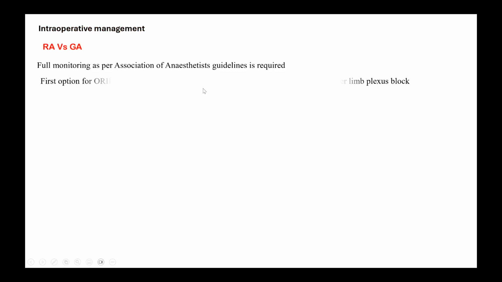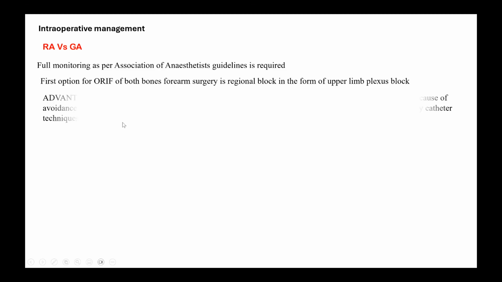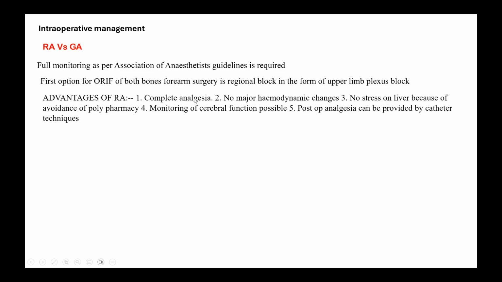Now, intraoperative management, always you can discuss that you have to choose between RA versus GA, and for all, whether it is RA or GA, full monitoring as per the guidelines should be present. And the first option for open reduction and internal fixation of forearm both bone fracture is regional block, the form of mini upper limb block that you know. Advantages of RA, it produces complete analgesia and no major hemodynamic changes will happen in this patient.